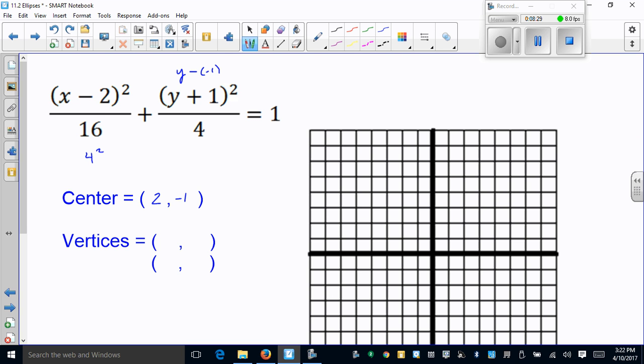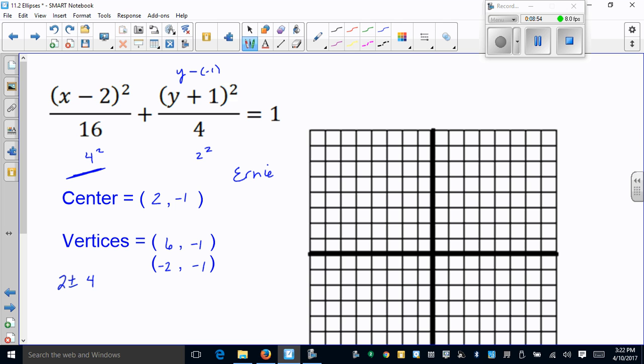So now, remember, it's 2 plus or minus the 4. My Y values will not change. They will stay at negative 1. So 2 plus 4 is 6. 2 minus 4 is negative 2. So center, 2, negative 1.